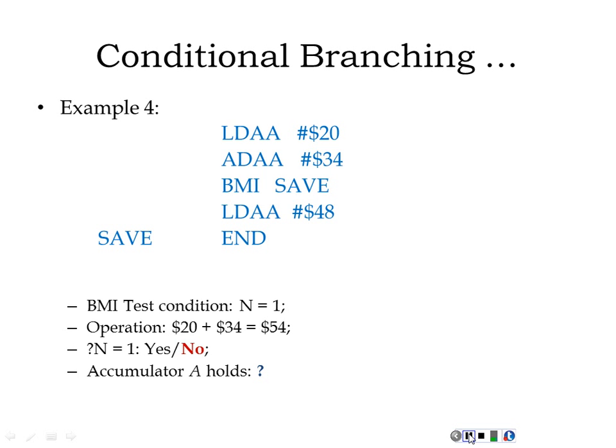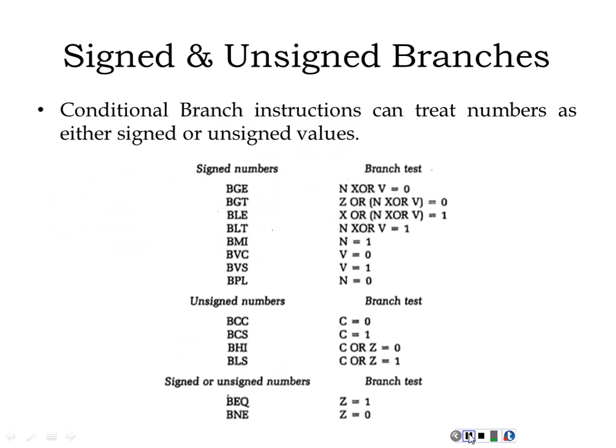So line 4 will be executed, and accumulator A holds 48 instead of 54. After you added 20 plus 34, you got 54, and that's what is saved into accumulator A. But in line 4, you replace this 54 by 48, because the branch did not occur. Again, these are some questions that we want to see. We want to understand the branches. And this is a list of branches from your textbook. I listed it in the slide as well.